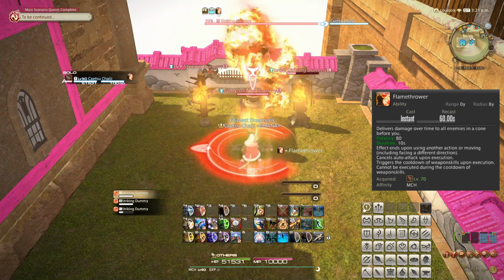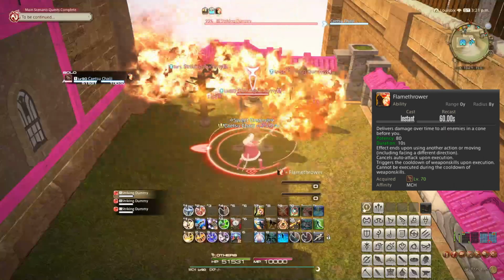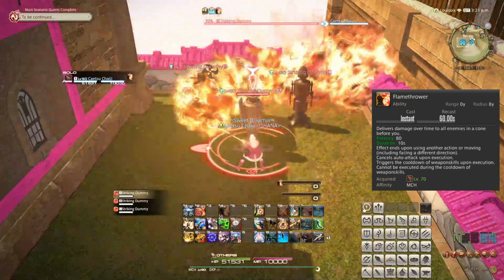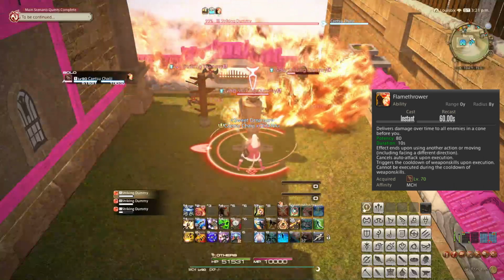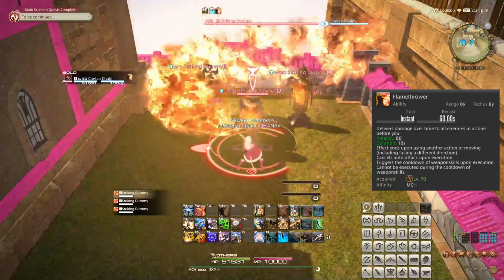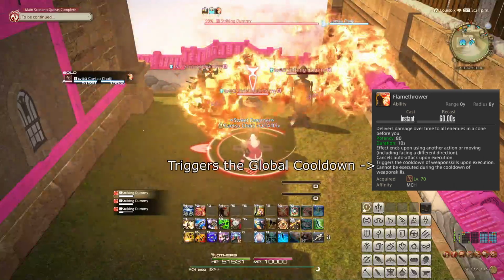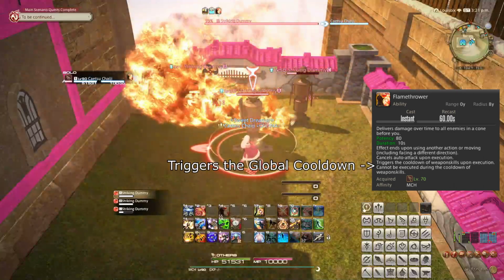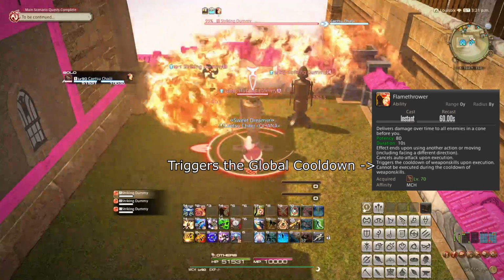Clearly, the tooltip does not state anywhere that it hits more often than usual, and the only way to know is to count damage numbers appearing. This means that Flamethrower does 800 potency over 10 seconds. Another interesting aspect about Flamethrower is that it is an ability that triggers the weapon skill cooldown when used, meaning that Flamethrower acts like a weapon skill despite being an ability.